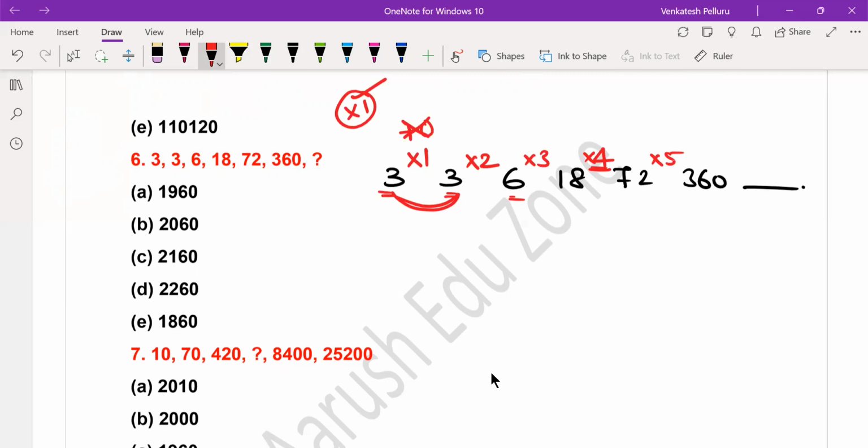If you look at the numbers I'm using for multiplication, they are consecutive natural numbers: 1, 2, 3, 4, 5. Obviously the next value has to be 6. If you multiply by 6: 6 zeros are 0, 6 6s are 36, 3 carried forward, 6 3s are 18 plus 3, 21. So it has to be 2160, which is option C. The logic is multiplication by natural numbers.